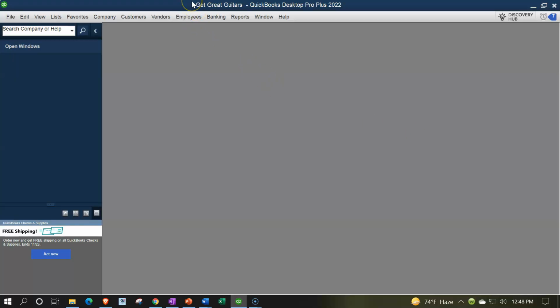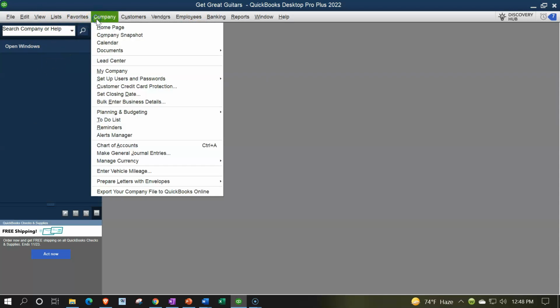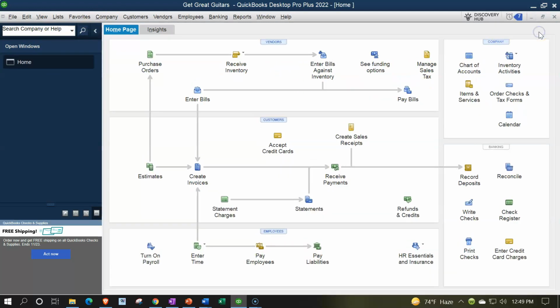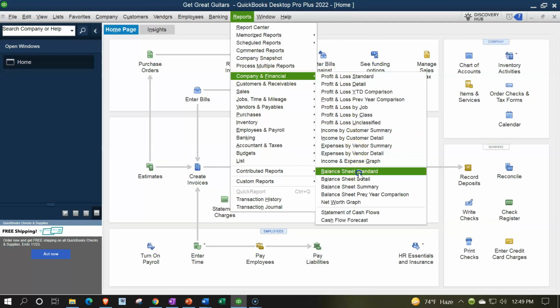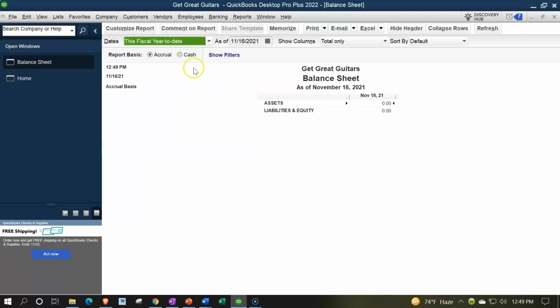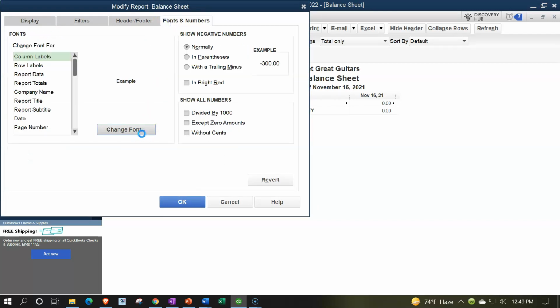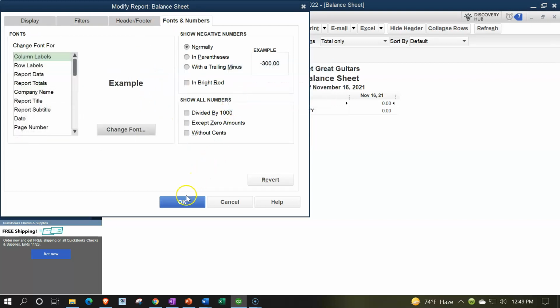Here we are in our Get Great Guitars practice file, going through the setup process with the View dropdown, the Open Windows list on the left-hand side, Company dropdown, Home Page in the middle, maximizing that home page to the gray area. Reports dropdown, Company and Financial, taking a look at that balance sheet standard. Customizing the reports with a range change from 010122 to 123122. Fonts and numbers, changing that font to 14, okay, yes please, and okay.